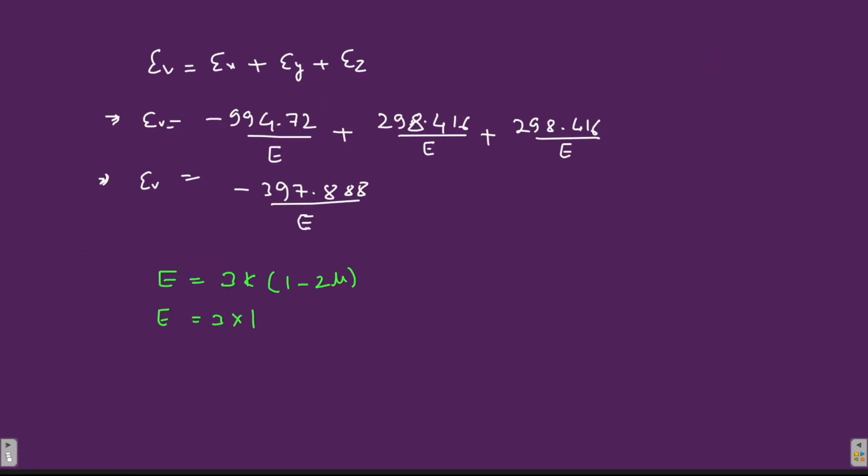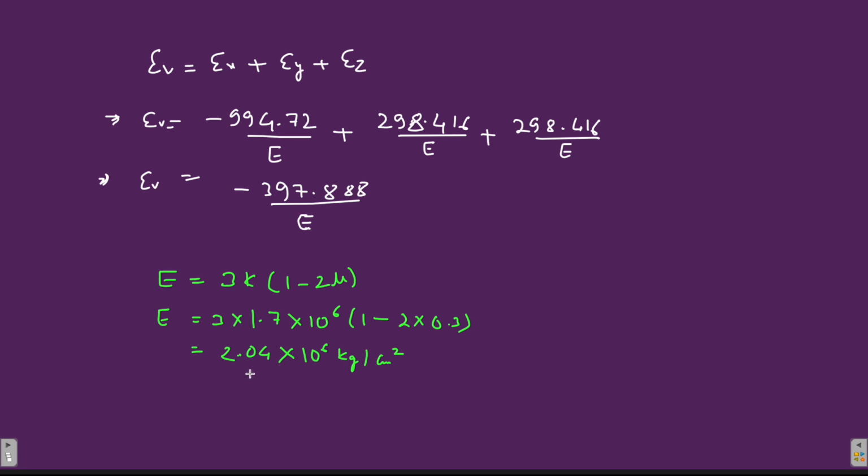1.7 into 10 to the power 6, (1 minus 2 mu). Mu is 0.3, given to you. So the answer, let me quickly calculate this, comes out to be 2.04456 into 10 to the power 6 kg per centimeter square. Don't forget the unit, kg per centimeter square.